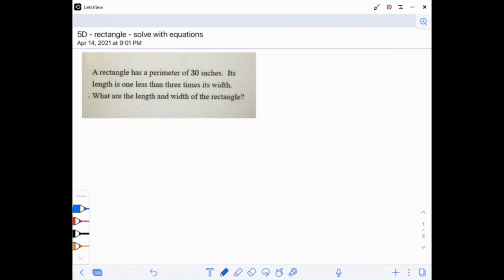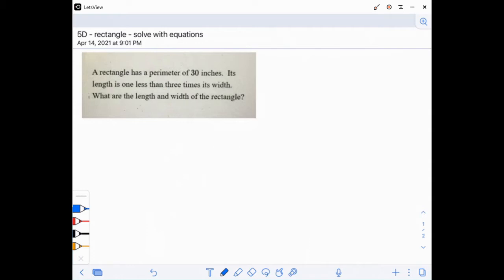All right, I'm going to solve this problem here. We got a 5D problem, but I'm going to solve it with equations, not guess and check. So I've got a rectangle that has a perimeter of 30 inches. Its length is 1 less than 3 times its width. What are the length and width of the rectangle?